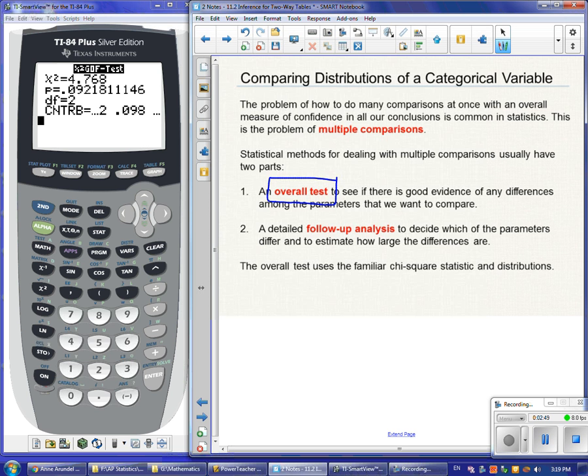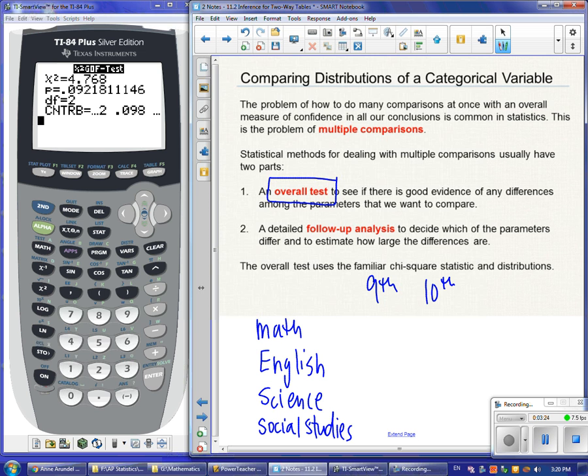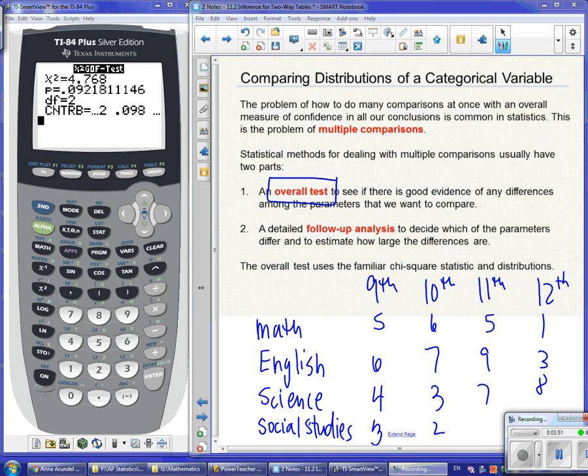So just to give you an example, maybe I want to see if there is a difference in the distribution of students who are successful in different grades in different departments, for example. So maybe I'm looking at math and English and science and social studies. And I'm looking at 9th graders and 10th graders and 11th graders and 12th graders, and maybe I'm looking at the number of students who have failed these subjects in one semester. So maybe I've got some numbers here. I'm just making these up. But you can see that we have a difference here.